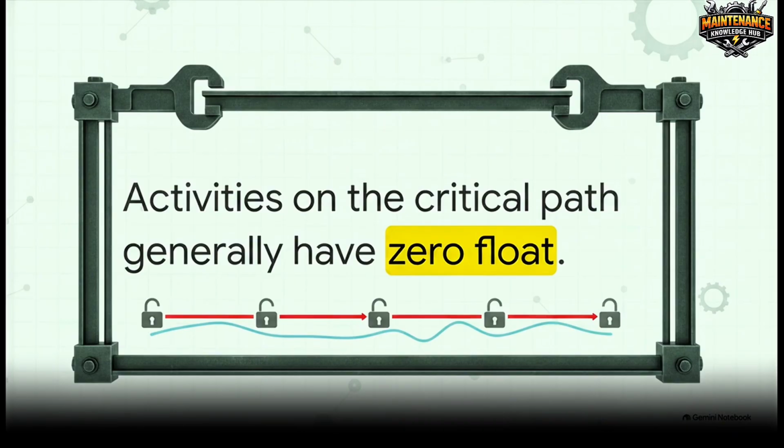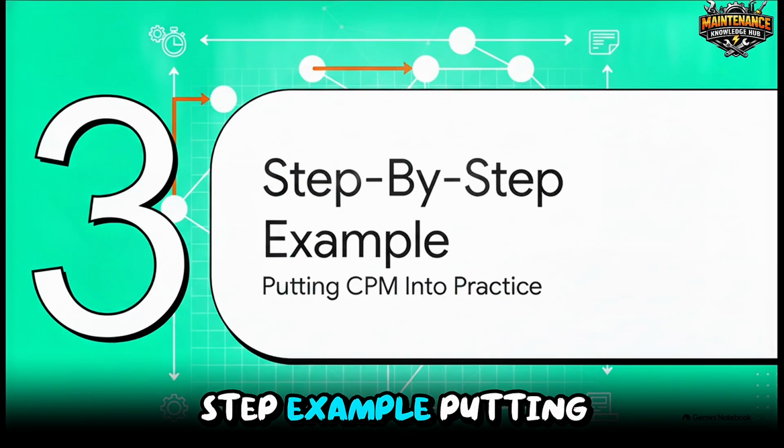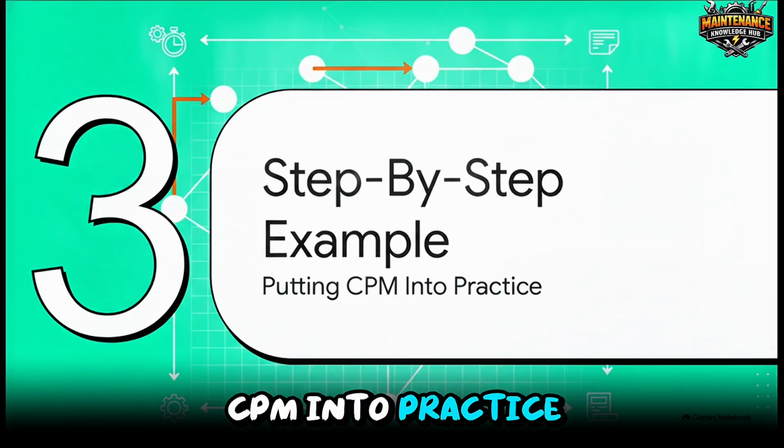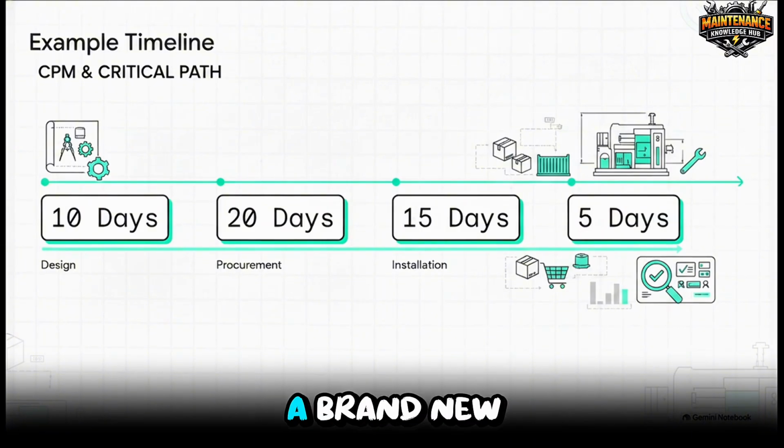Conceptual definitions are great and all, but as always, we learn best by doing. So let's move to Section 3, a step-by-step example, putting CPM into practice. Let's walk through this hypothetical project together. Imagine we're installing a brand new, highly complex piece of machinery in a factory. The sequence of events is strictly linear here, and each step relies entirely on the one right before it.